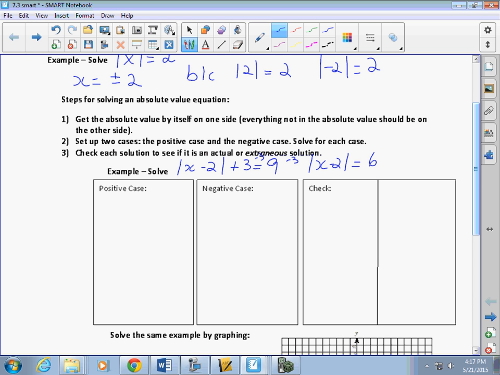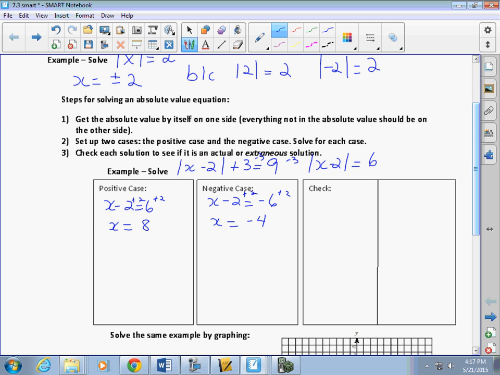So I look at both the positive case and the negative case for this. The positive case would be that x minus 2 is equal to 6, so x is equal to 8. And the negative case would be x minus 2 is equal to negative 6. So if I add 2, x is equal to negative 4.